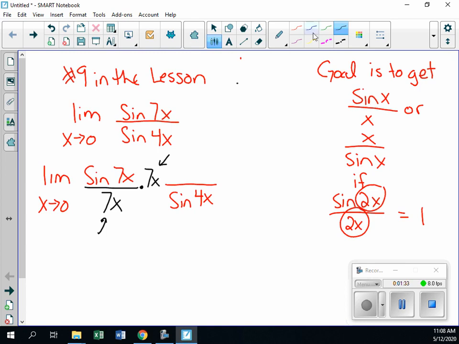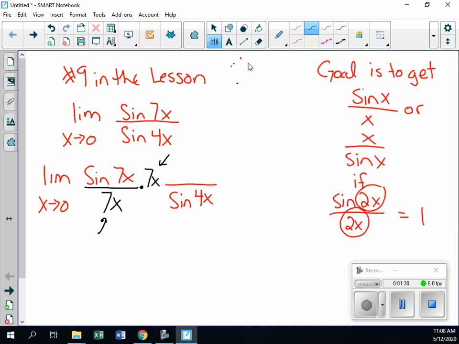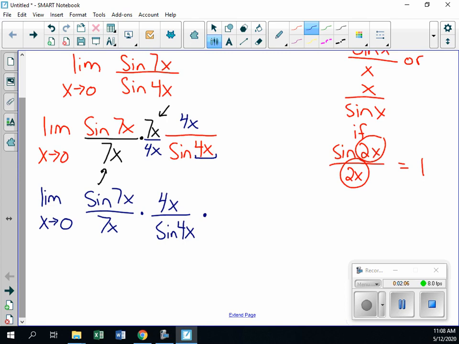Now I'm going to do the same thing with my 4x. So because I have a 4x here, I want to add a 4x here. But I can't just add something on the top. I have to add it on the bottom. Now when we have these values, my limit as x approaches 0 can now be written as sine of 7x over 7x, 4x over sine of 4x, and then I'm just going to move this to the end, and what happens to my x's is they cancel, and I'm left with 7 over 4.